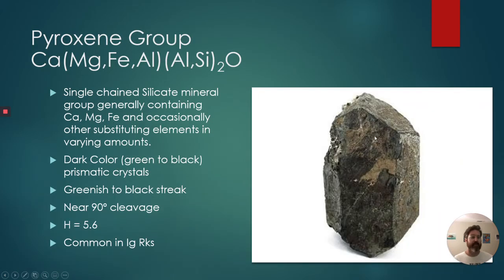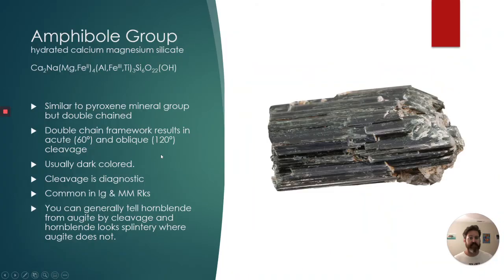Pyroxene group, this is augite, a single-chained inosilicate, generally dark green to black, with near 90-degree cleavage. It will scratch glass. It's common in igneous rocks. The way you can tell this apart from hornblende is that 90-degree cleavage.